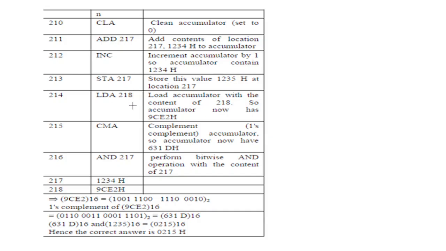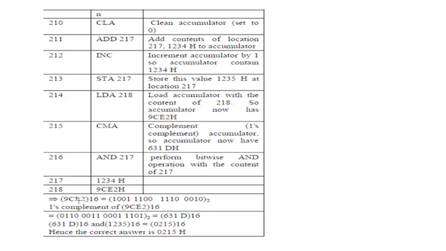Next, load 218. What is the value at 218? It is 9CE2H. This value is stored in 218, so load the accumulator with the content of 218. The value of the accumulator is now 9CE2H. Next, complement the accumulator. So the accumulator now has 631DH.